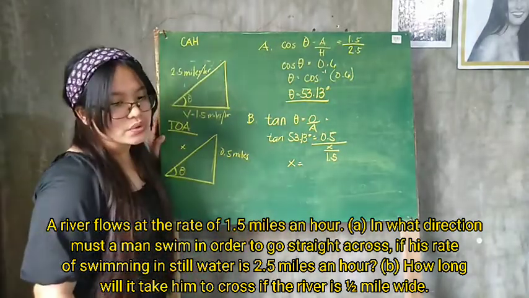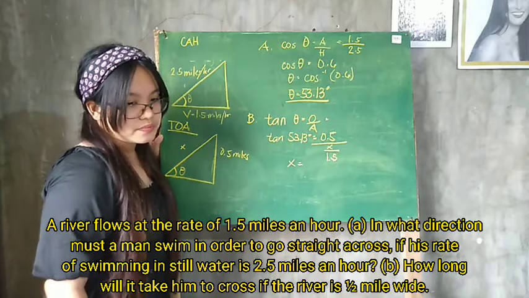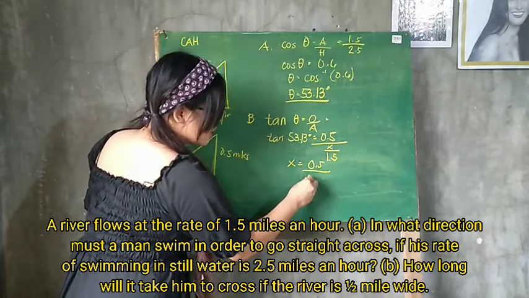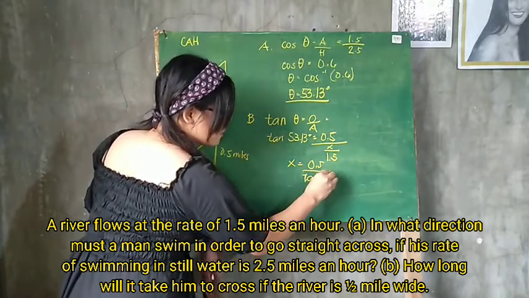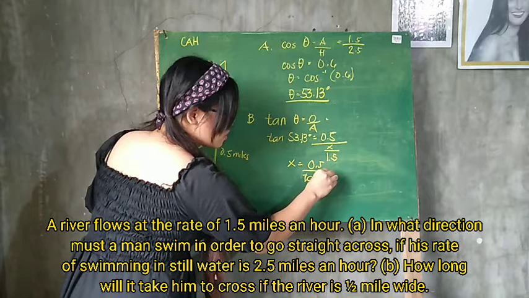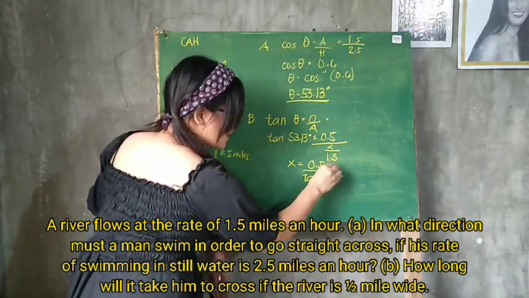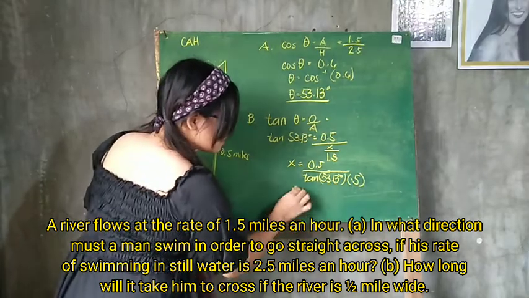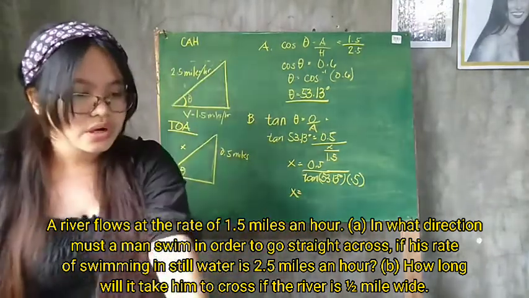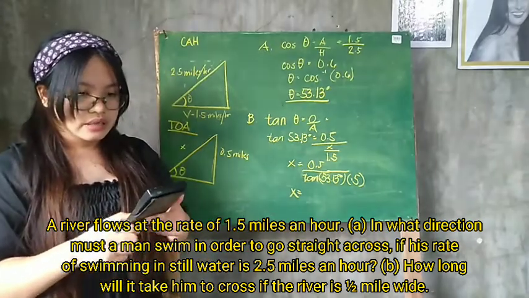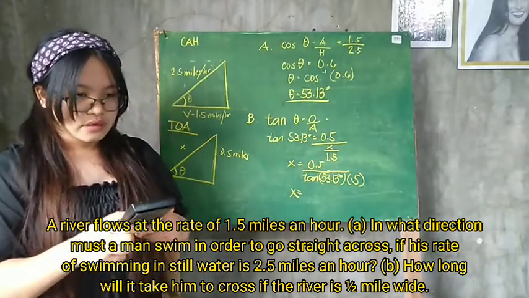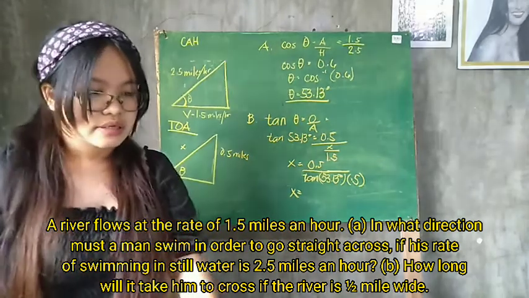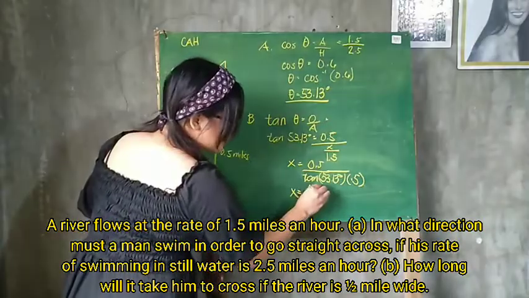Then our x is equal to 0.5 multiplied by the tangent of 53.13 degrees and 1.5. So if we use the calculator, we are going to have 0.25 hours.